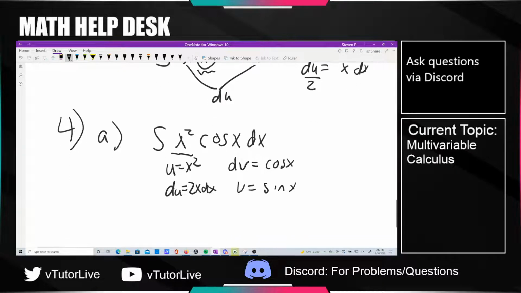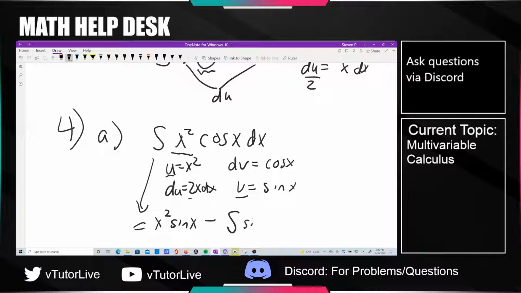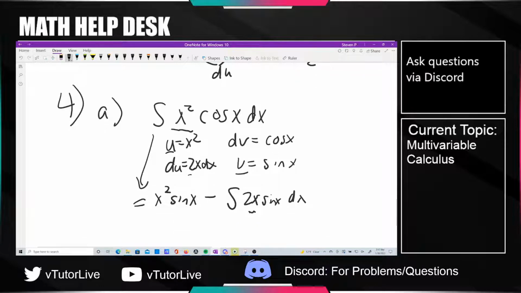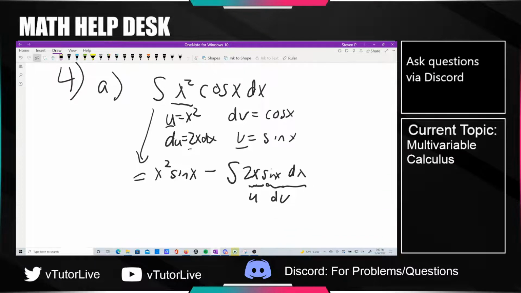And you can see that if you do this, it turns into uv, so whatever this integral down here turns into x squared sine of x, because that's just u times v. And then you have to minus the integral of v du, so that's 2x sine x dx. And the idea here is just to continue the calculation using integration by parts again, with this being the u and this being the dv, and everything should fall right out nicely.